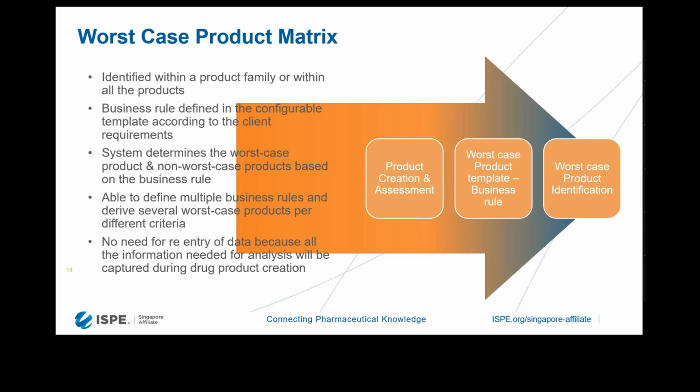If you say yes, that you want to follow the product family concept, then it would go through the product family concept and all the assessment. But if you say no, I don't follow product family, at that point each and every product you bring over is going to be compared against each and every product that is there at your site under that particular cleaning validation program. Now, the business rule defined in the configurable template, as I already told you, is nothing but your own expectation, requirement, and policy. The system determines the worst case product and non-worst case products based on the business rule.